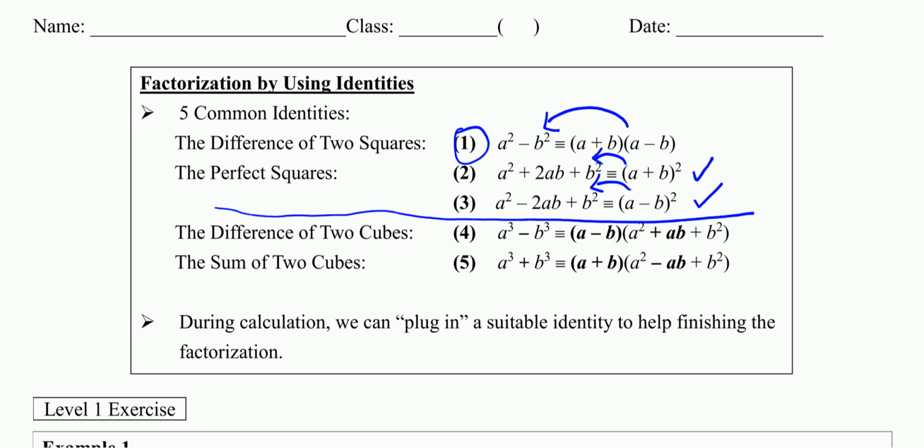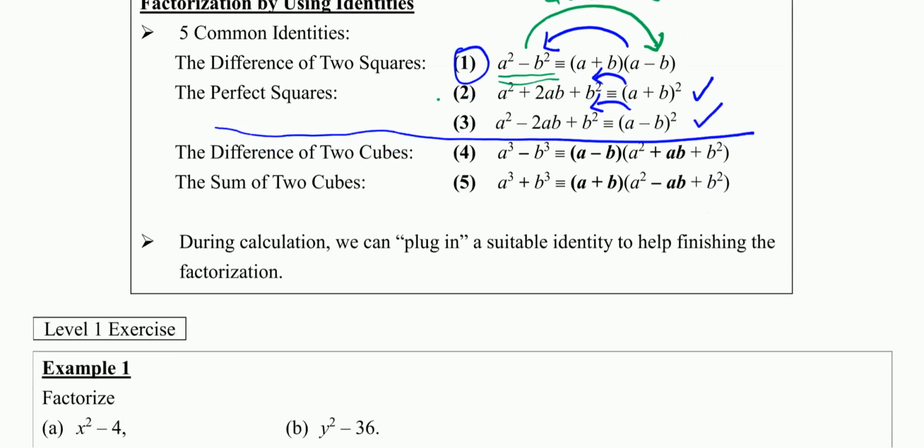As we know, factorization is just the inverse process of expansion. If we can see the difference of two squares, a squared minus b squared, then we can do the inverse process to factorize it. Similarly for the second and third identities, we can do the inverse process. If we see a similar format, we can just plug in a formula and then we have the factorization.